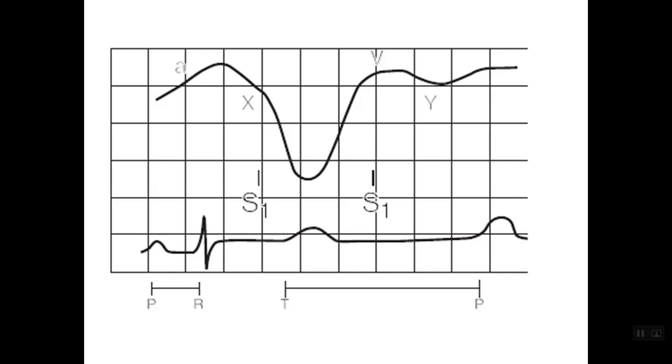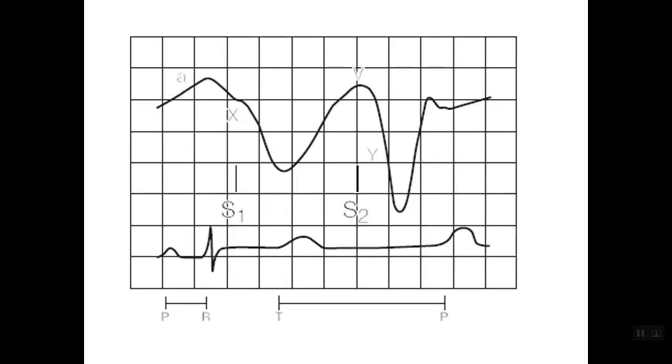This is a very clear X descent, a prominent X descent, which can go with tamponade, as we said, and a prominent Y descent, which can go with constrictive pericarditis. This is the M shape that they always told us.